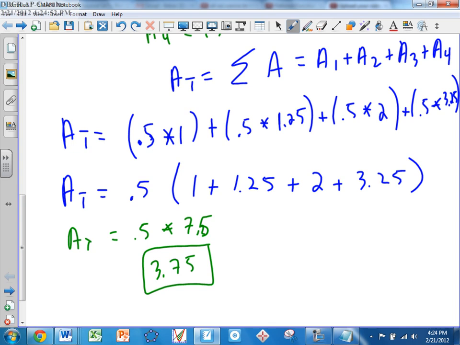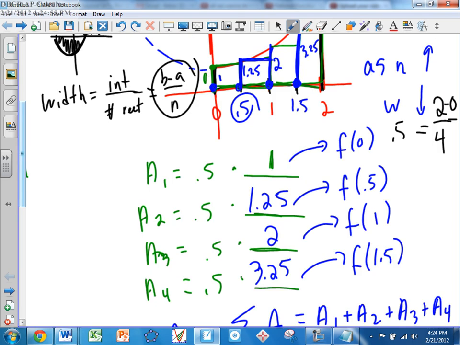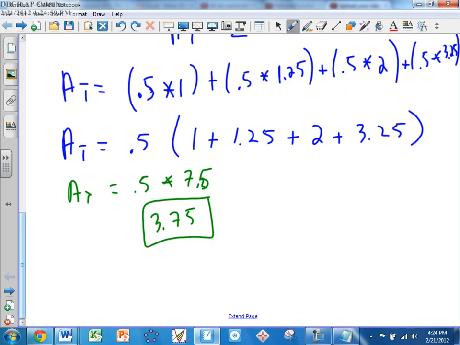Again, notice we're missing all those spaces here. Remember all these little spaces? That makes it an underestimate. The right-hand approximation will be an overestimate.